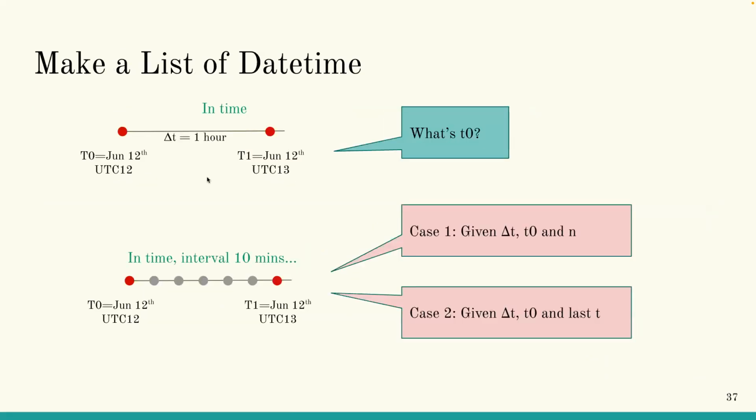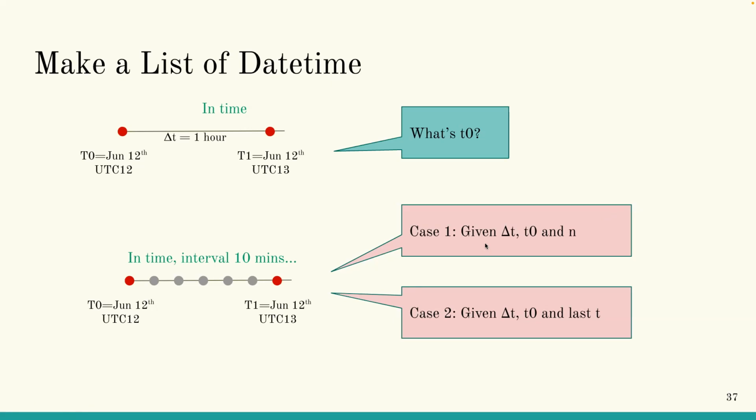Here we are trying to make a list of datetime. For example, we want to make a list of times where the beginning time is June 12, 12 o'clock, and then June 12, 1 o'clock in the afternoon. So what is T0 in here? T0 is the beginning time. The beginning time, of course, is June 12, 12 o'clock.